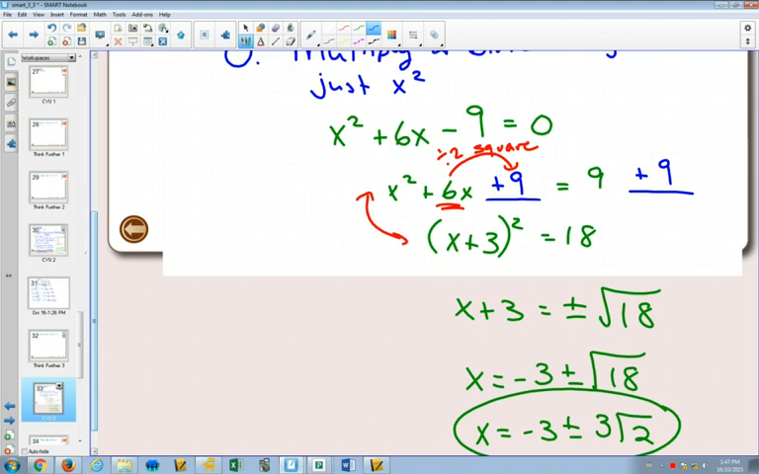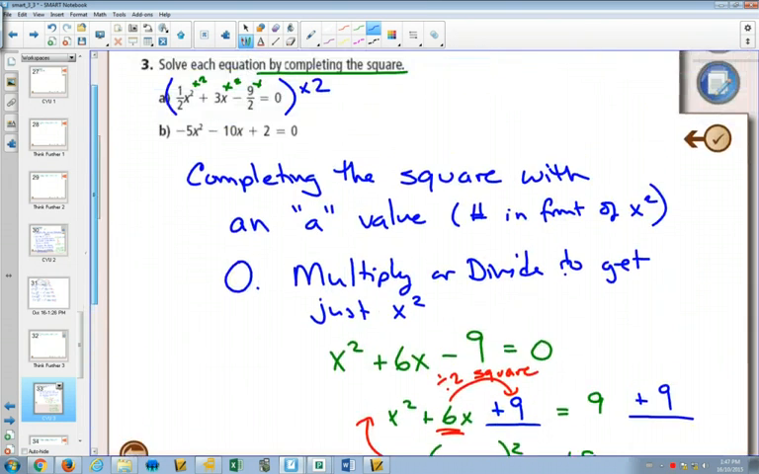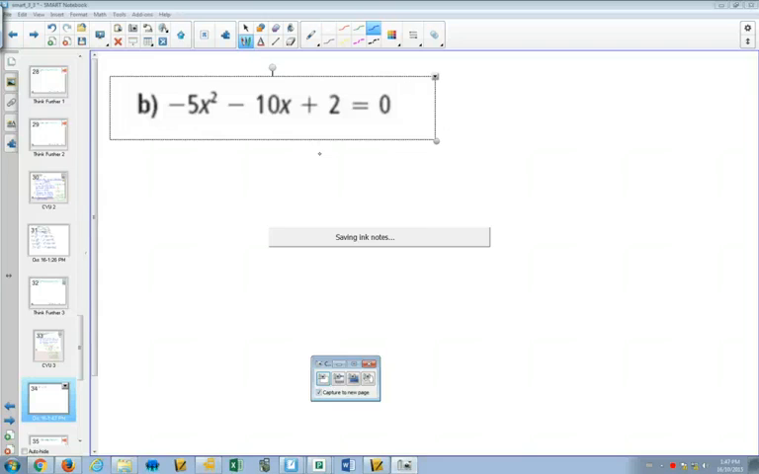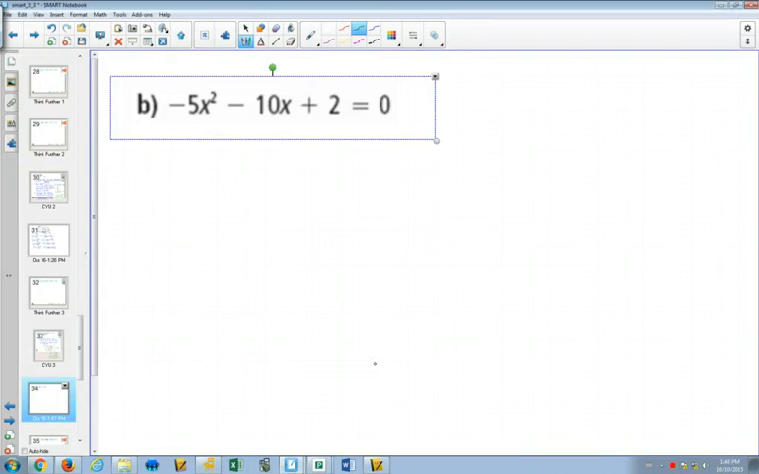In our second example, we have a negative 5 out in front. If I wanted to get rid of that negative 5, would I multiply or would I divide? We could multiply by 1/5 or divide by 5, right? That would get rid of that.